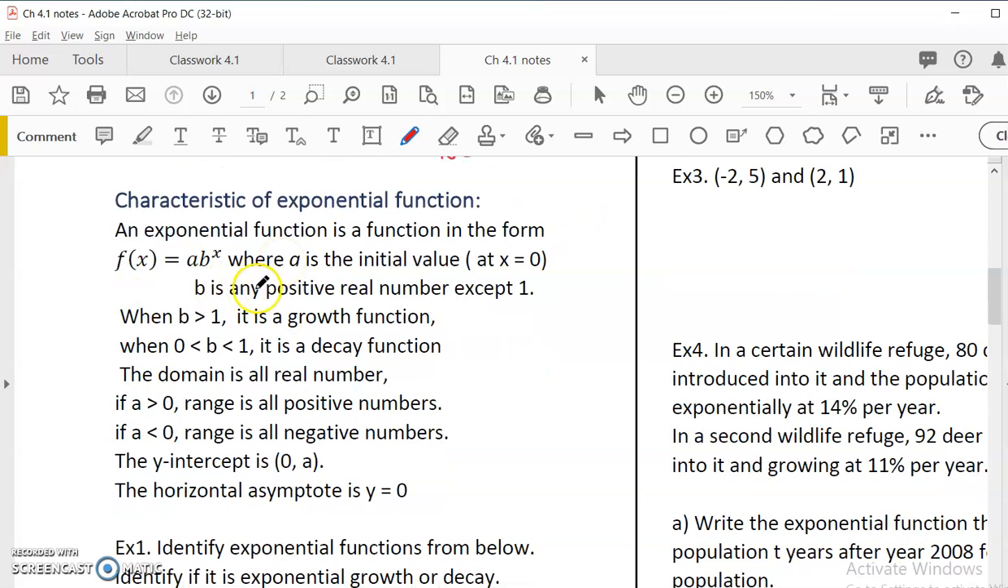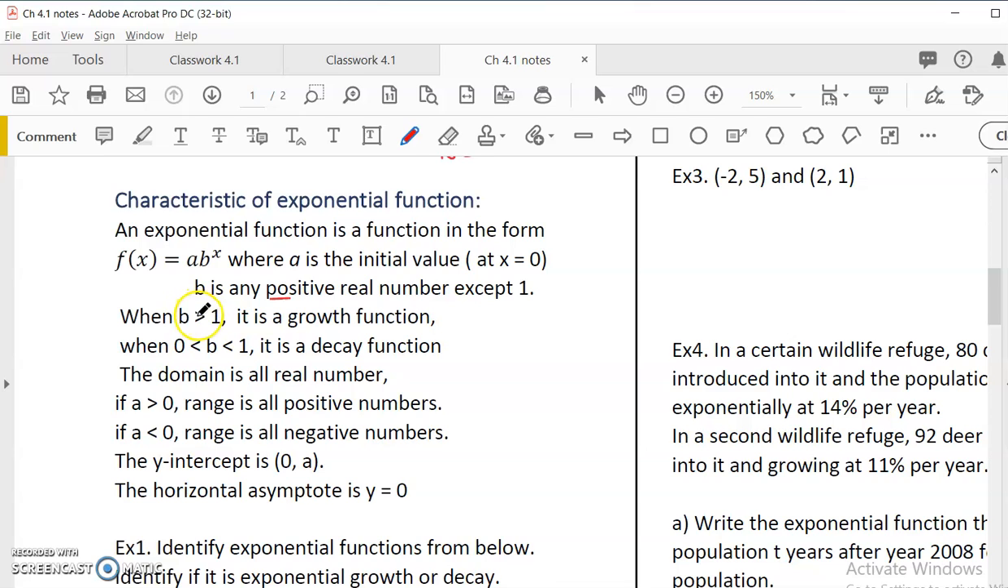So b must be a positive number, because if you multiply by a negative number, then you will switch between positive and negative. That doesn't make sense. So b as a base in an exponential function can only be positive, except of course 1, because if it's 1, then it's a constant function.